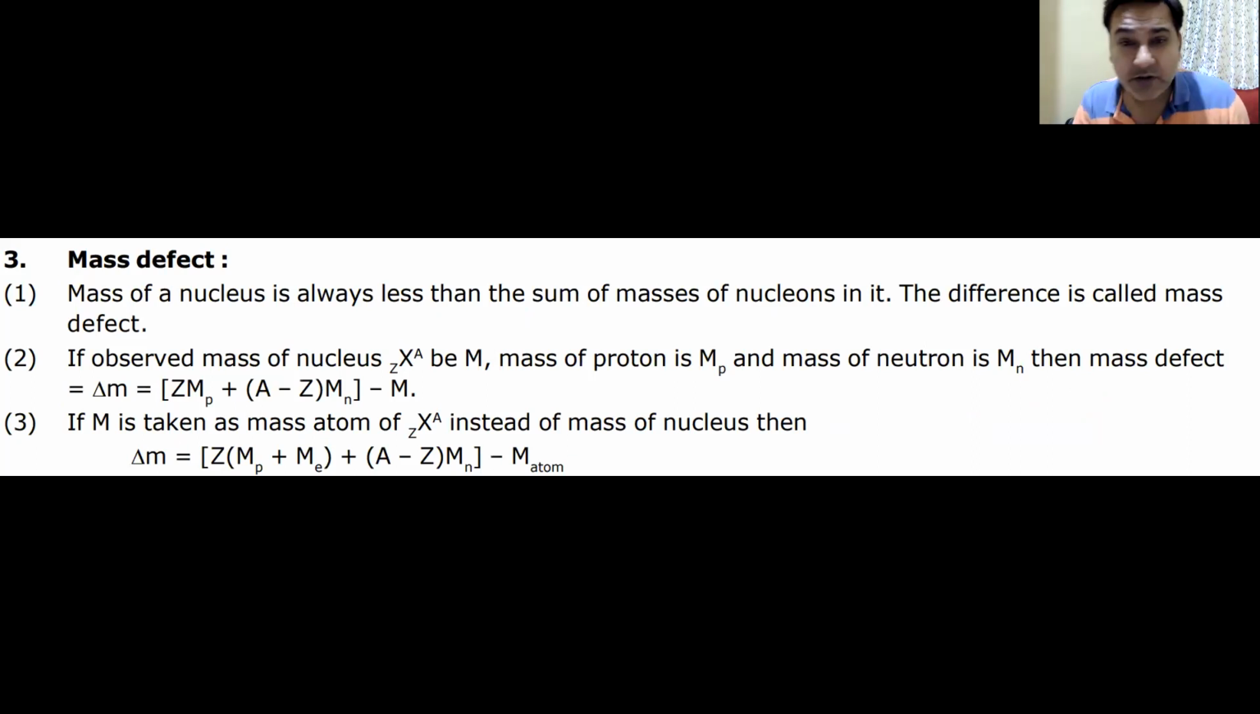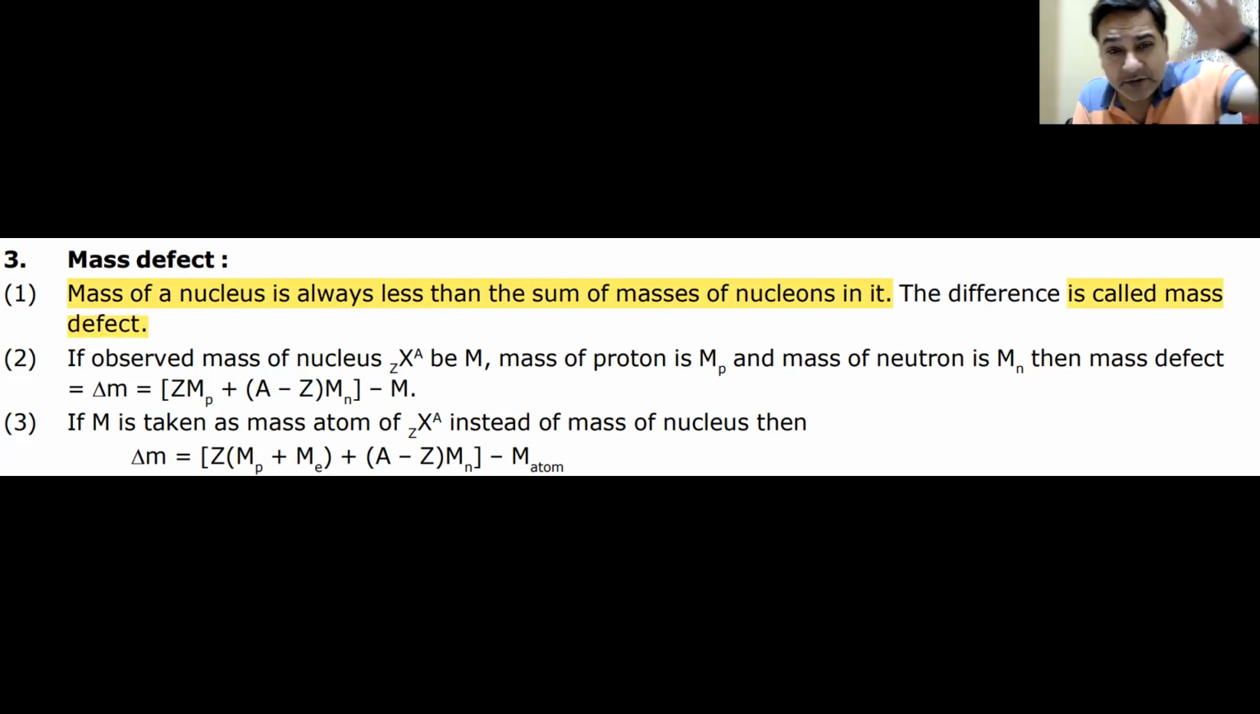Mass defect. Just now I told you the mass of the nucleus is basically mass of neutron plus mass of proton. But that was only half the fact. The fact is on point number 1. Can someone read point number 1 for me? Read. Mass of nucleus is always less than the sum of masses of nucleons in it. The difference is called mass defect.